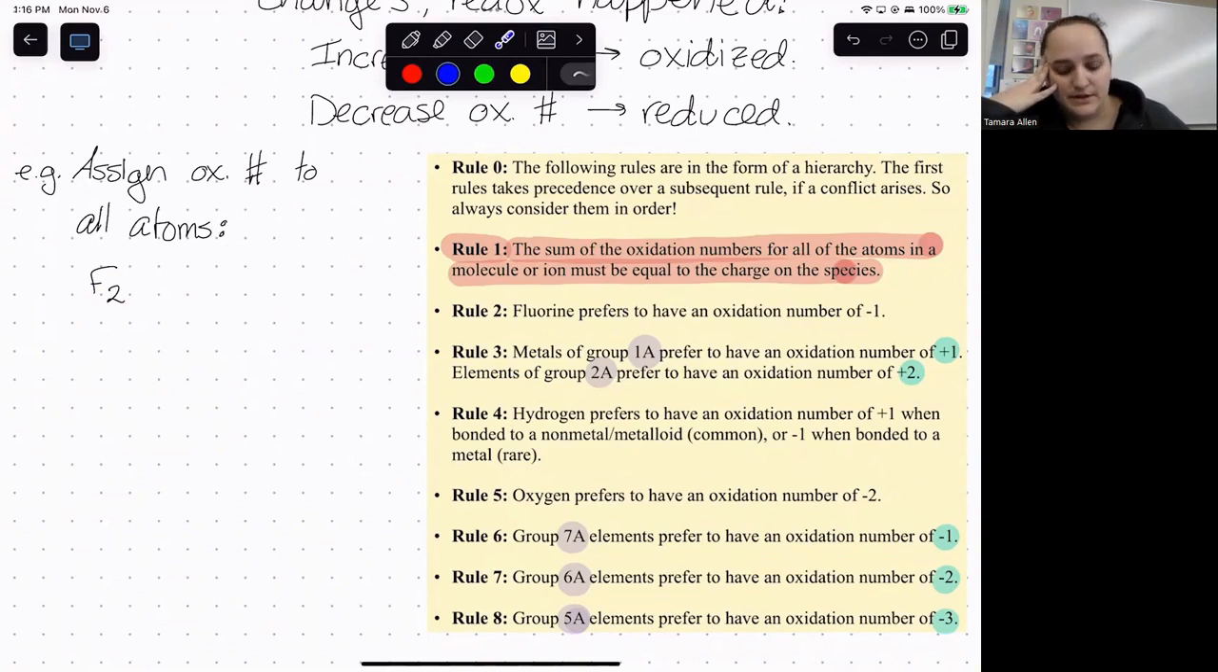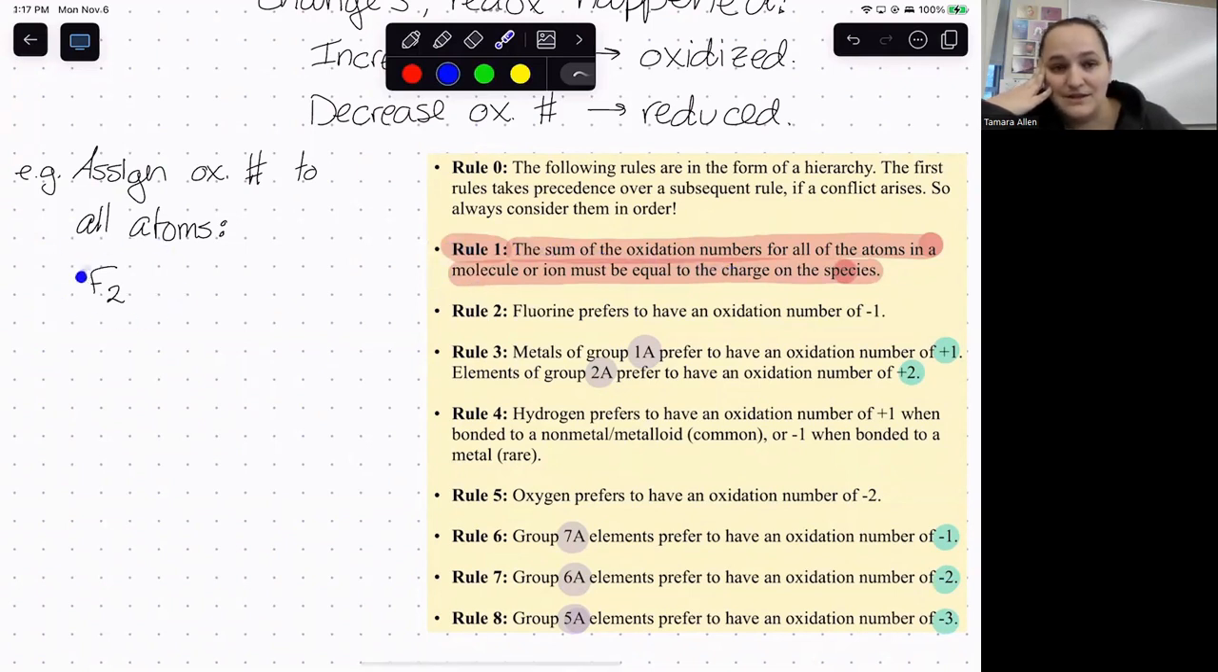So if we look through our list of rules, we see that there is a preference for fluorine, and fluorine prefers to have an oxidation number of -1, but that doesn't matter because rule 1 exists, and because rule 1 is more important, the sum of all of our oxidation numbers must equal the charge.